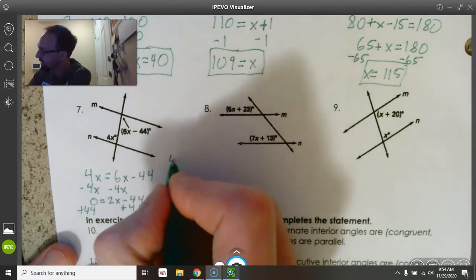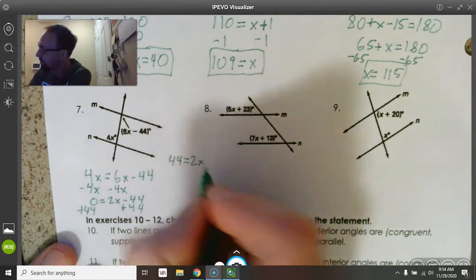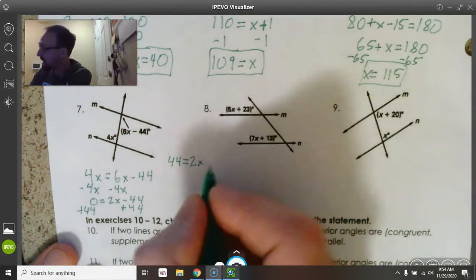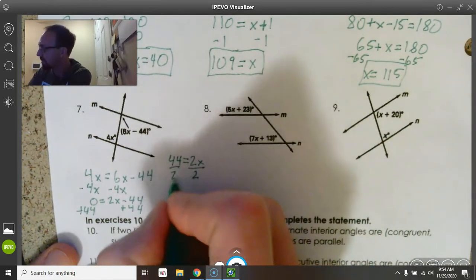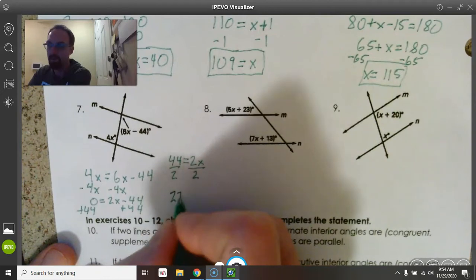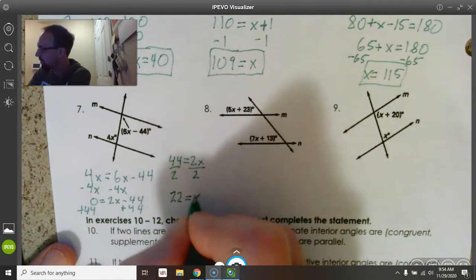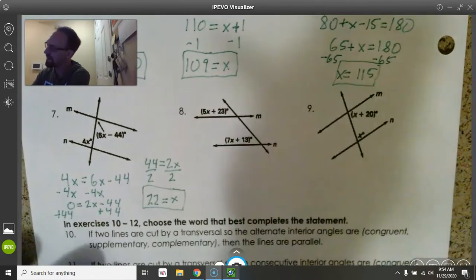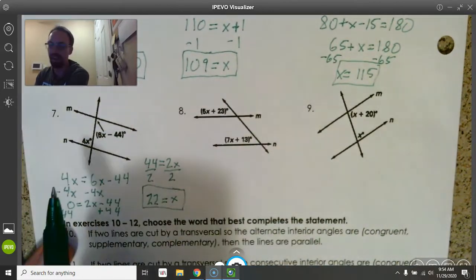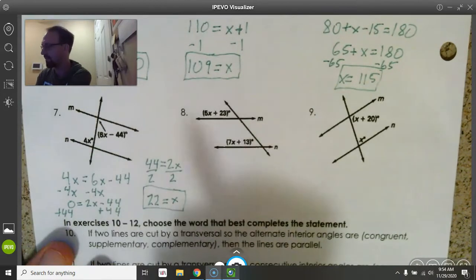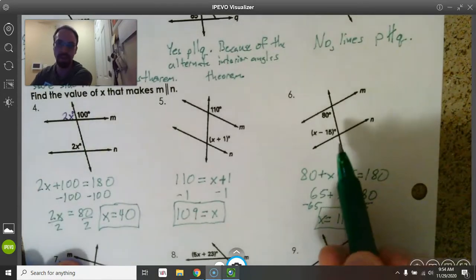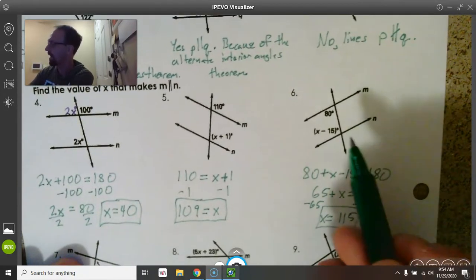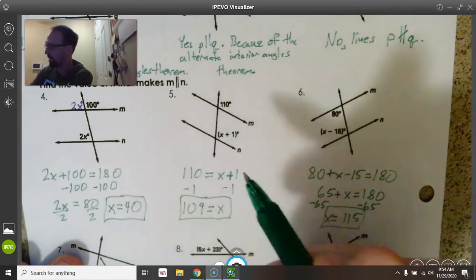Now, if you solve this a different way, which some of you may have, you would have had negatives, but when you divided at this step here, you should have ended up with a positive. So x equals 22, or 22 equals x. And again, the types of theorems that we're using, I'm saying at the beginning, like this was alternate interior angles, this is same side consecutive angles, corresponding angles.